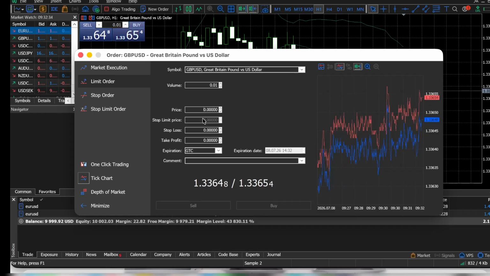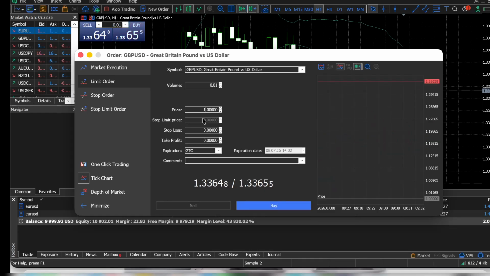Now enter the price where you want the buy order to be placed. Remember, for a buy limit order, this price must be below the current market price. If the price is above the market, then it would not be a buy limit. So take a moment to double check this before moving on.